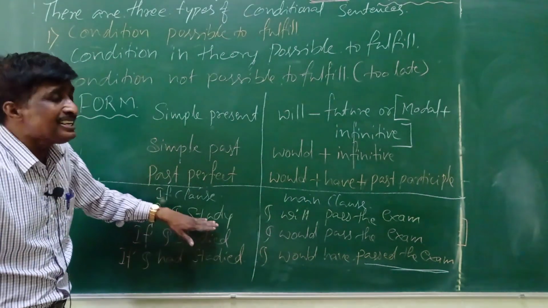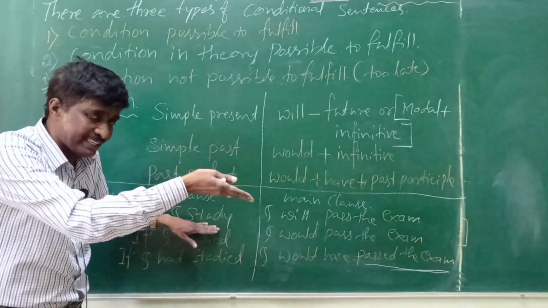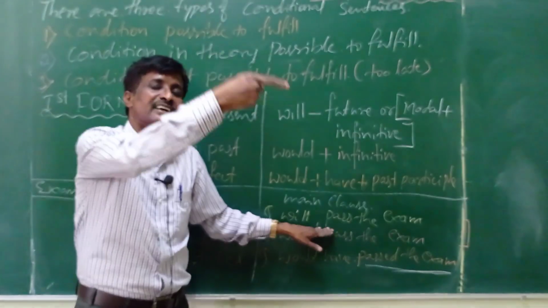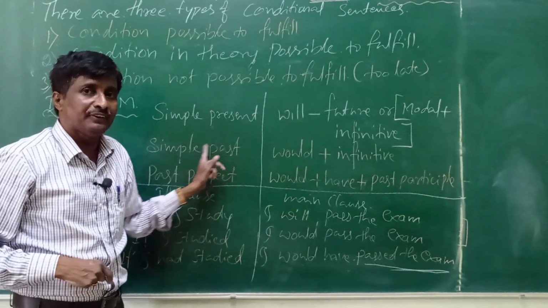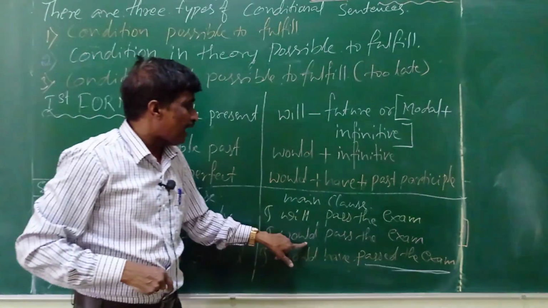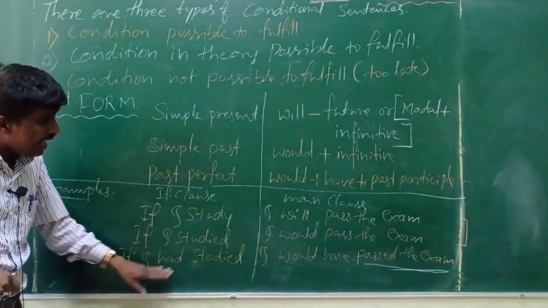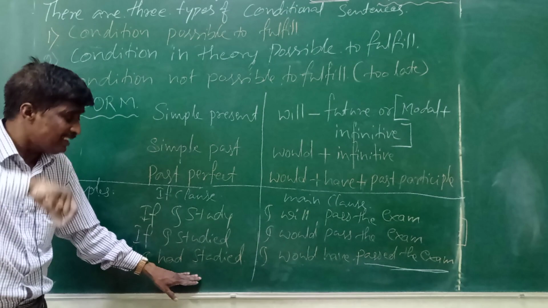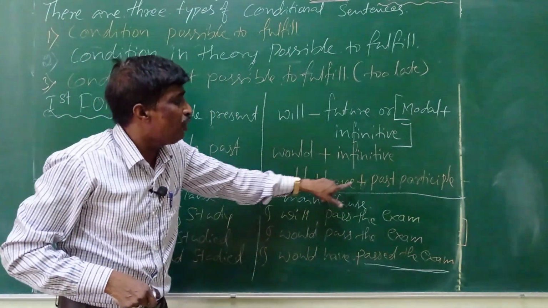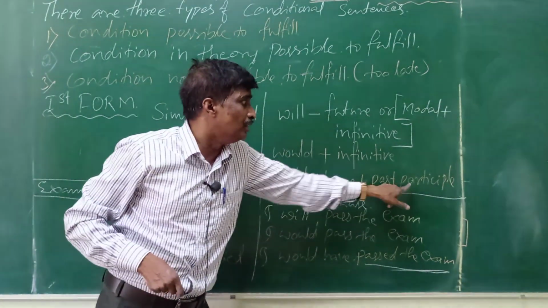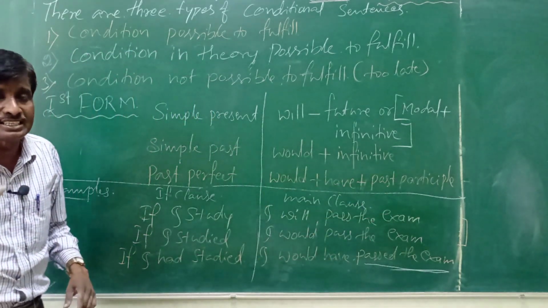See there, if I study, future, it shows, if I study, I will pass the exam. If I studied, would plus infinitive, I would pass the exam. If I had studied, I would have passed the exam. Would plus have plus past participle. Don't forget this one, children.